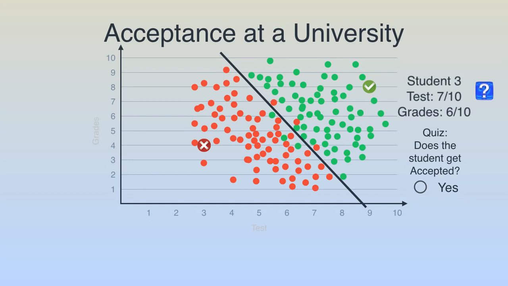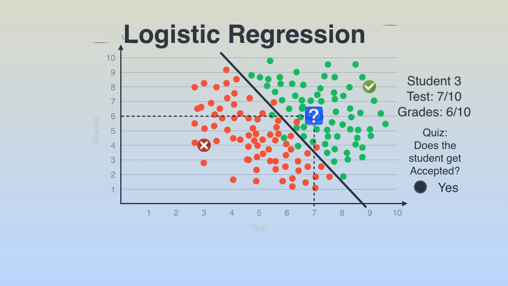And now every time we get a new student, we check their scores and plot them in this graph, and if they end up over the line, we predict that they'll get accepted, and if they end up below the line, we predict that they'll get rejected. So since student 3 has grades of 7 and 6, that person will end up here at the point 7, 6, which is over the line, so we conclude that this student gets accepted. So if you said yes, that's the correct answer. This method is known as logistic regression.